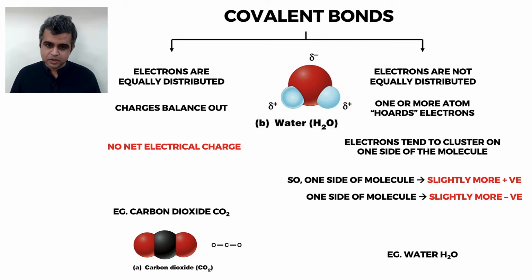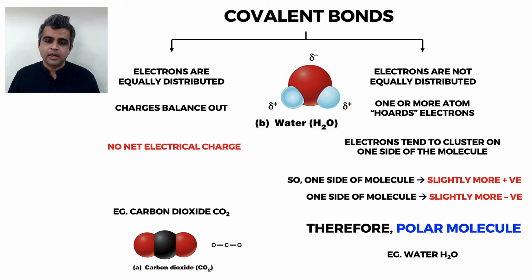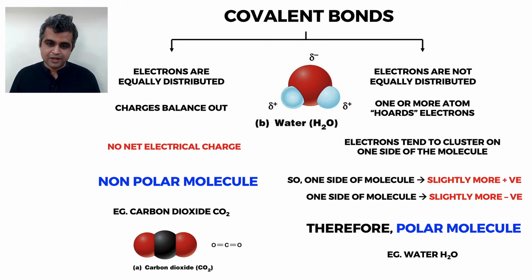And this, dear students, is the reason why we say that water is a polar molecule. Polar is a word which is used for anything which has charge or direction. So we can say that water is a polar molecule because it is going to have charges because of uneven distribution of electrons. By the same logic, we can say that carbon dioxide and methane are going to be non-polar. They are non-polar because they do not have a charge or any kind of direction.